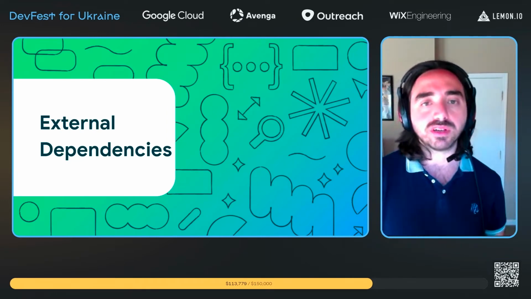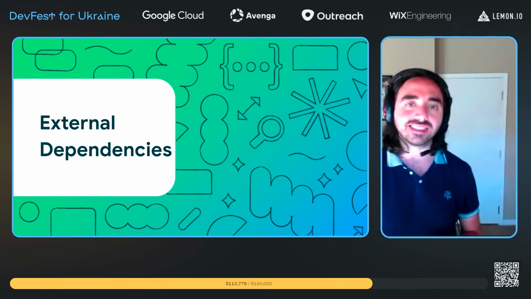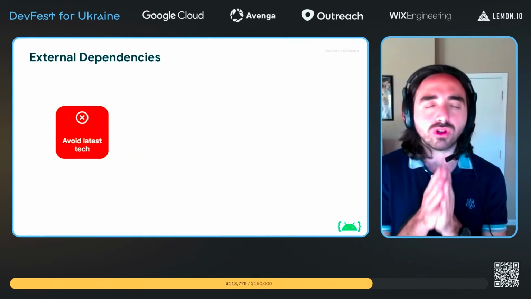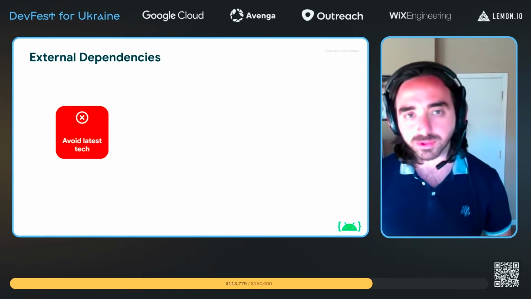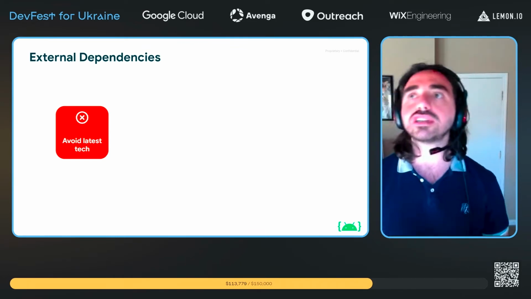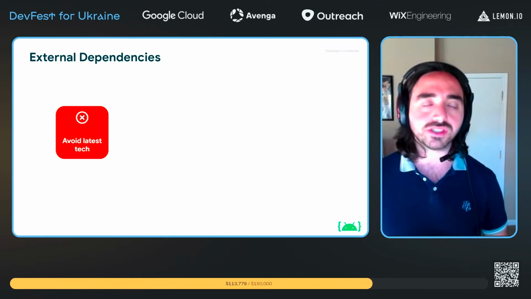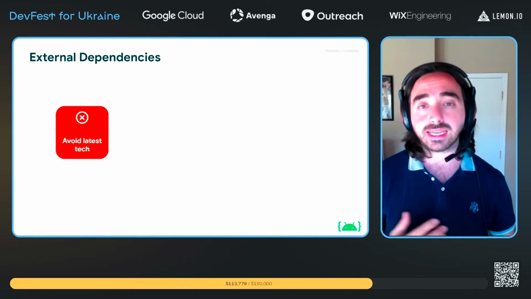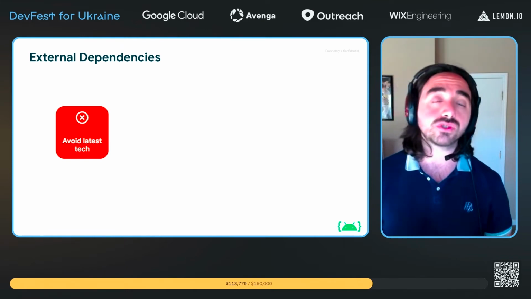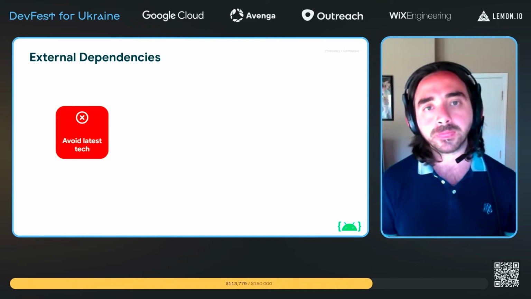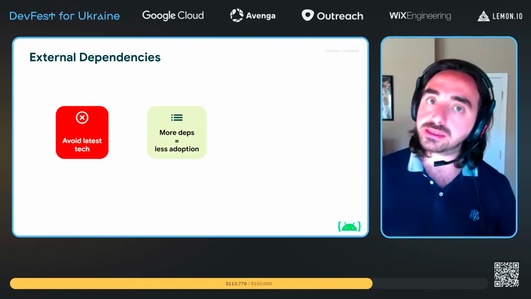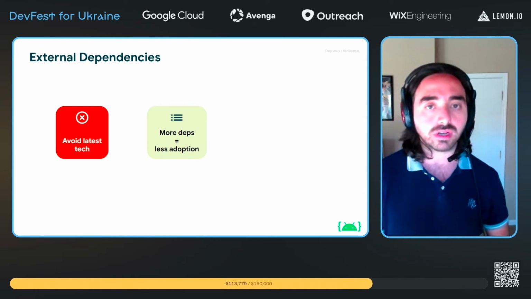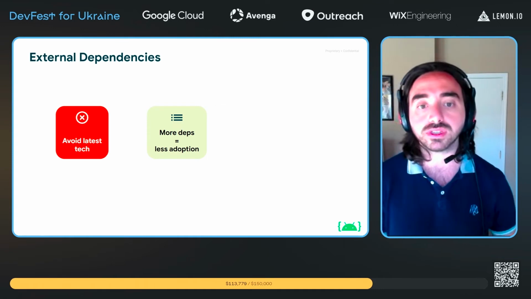One minor thing I really wanted to mention is external dependencies in libraries. One primary rule you need to have, like, don't use latest tech in a library. If let's say you're writing a logging library and a new RxJava just came out, don't try to use it immediately because you're basically increasing the risk of using your library unless you definitely need that dependency. Keep in mind, the more dependencies you have, the less adoption you will have because you are increasing the cost of adopting your library, so people will try to avoid using it.